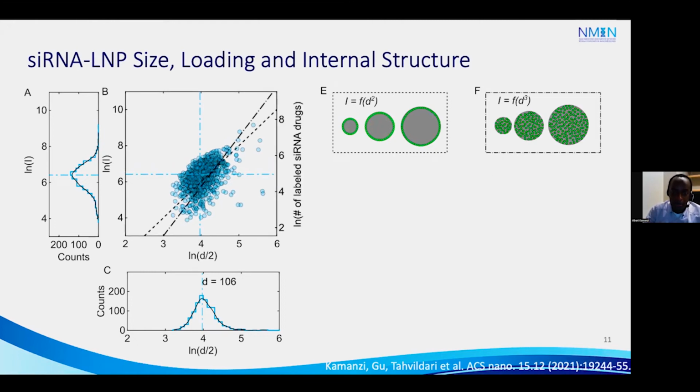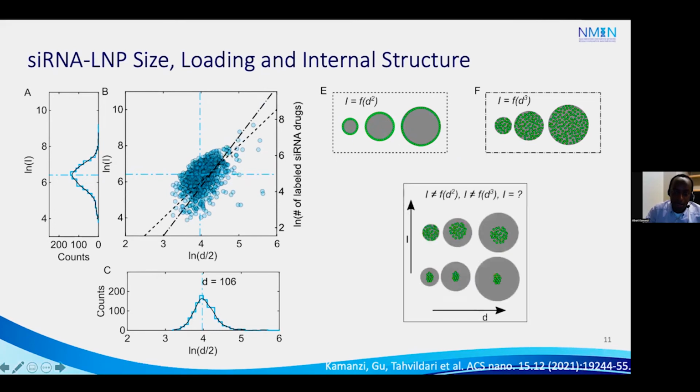However, both of these models don't fit our data well. This can be explained by the drug distribution being more complicated, basically having nugget-like structures in the particles, whereby the intensity, the loading number and size of the particle are not correlated as well as the two models are showing.